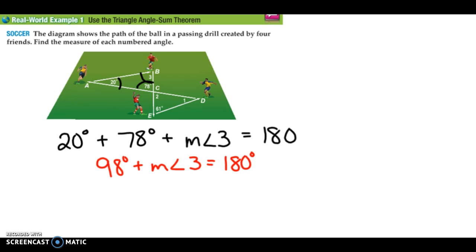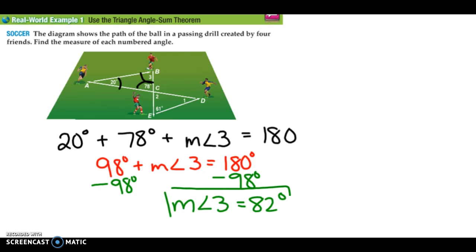So 20 and 78 together is 98 degrees, plus the measure of angle 3 is going to equal 180 degrees. Now I can solve it just like an algebra problem. Subtract 98 degrees from both sides. And the measure of angle 3 is going to be 82 degrees. There's my first answer.